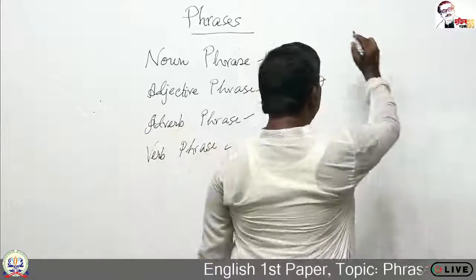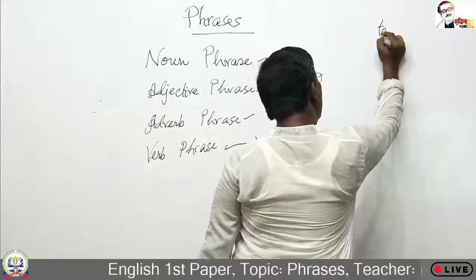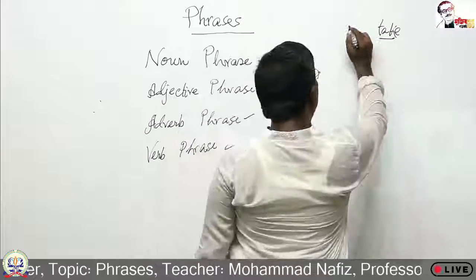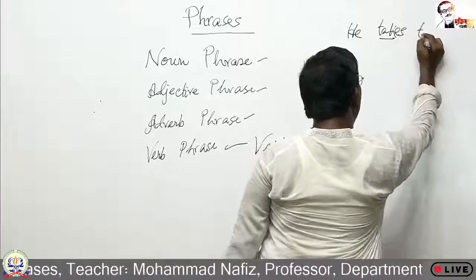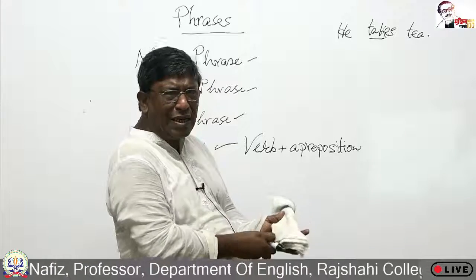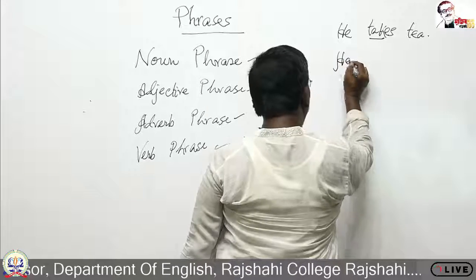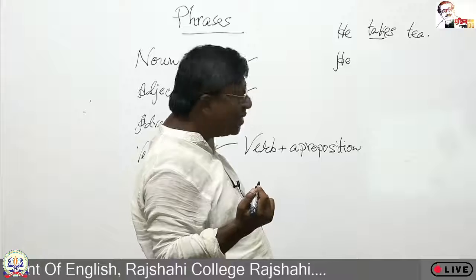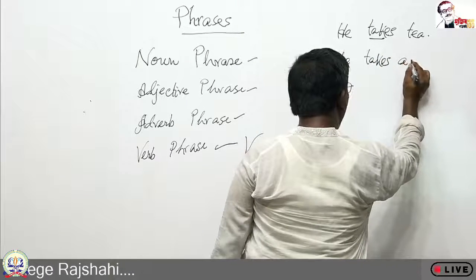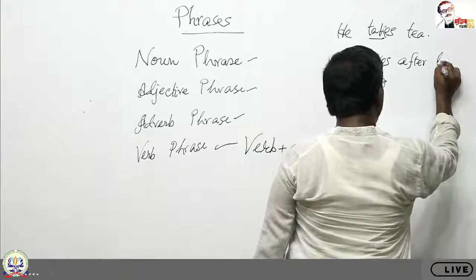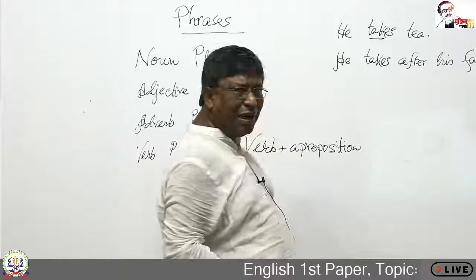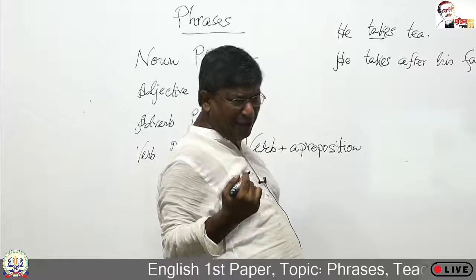For example, we have the English verb take. Take has a particular meaning. So when we write, he takes tea, we mean he has tea or he drinks tea and so on. But whenever this take is added with a preposition, the meaning of the word take changes. For example, he takes after his father. That is, he looks like his father. Again, look like makes a phrasal verb or verb phrase.